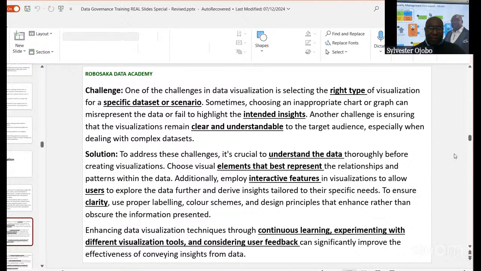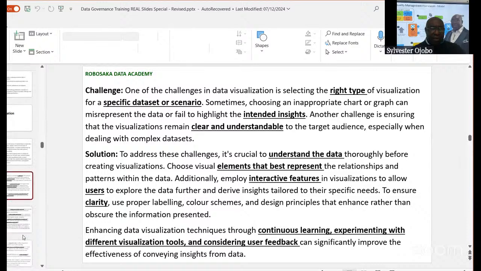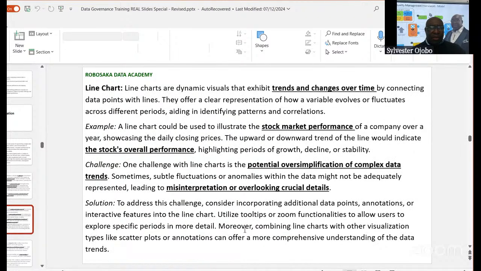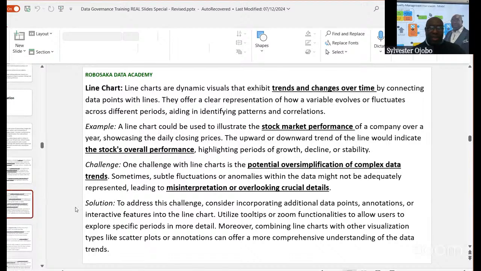Yeah, it's very important. Okay, now we're going to look at some of the graphs we can have. This is the line graph. It is a chart we use for dynamic visuals that exhibit trends and changes over time by connecting data points with lines.